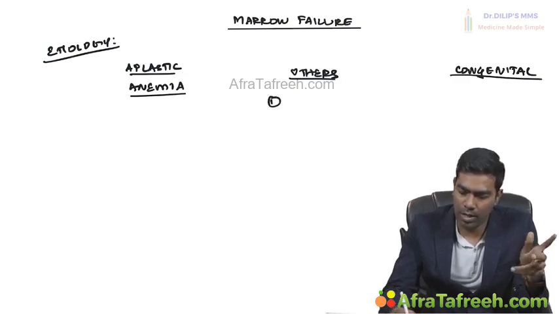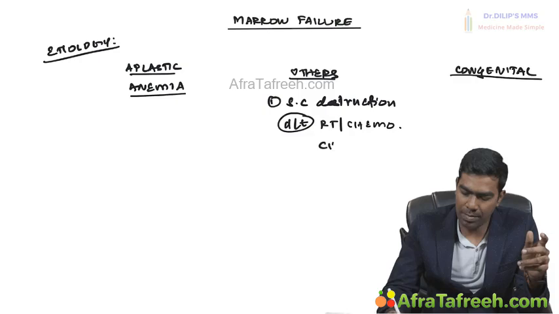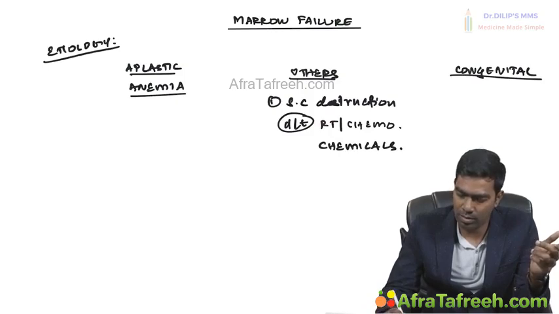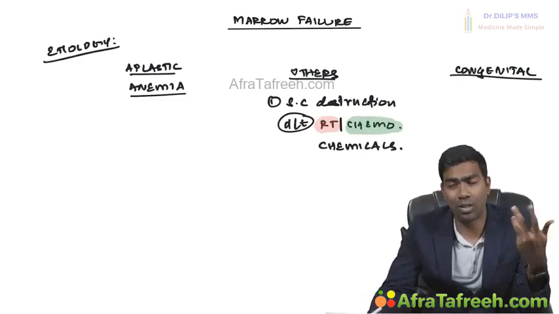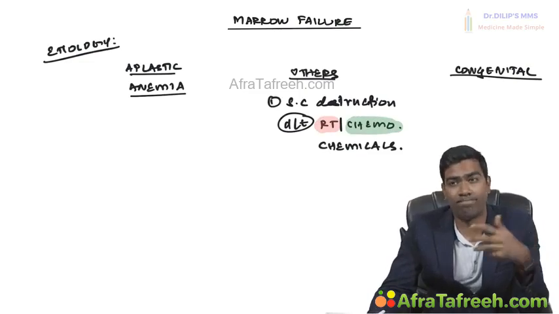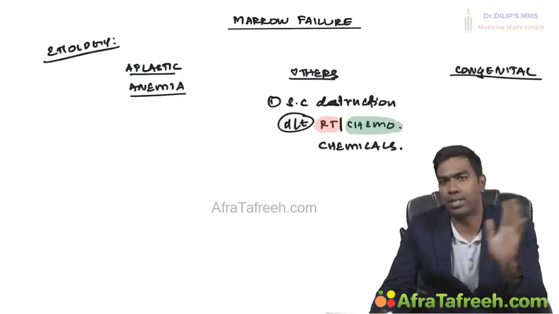So when you move to the other causes, the first one is stem cell destruction due to radiotherapy or chemotherapy or certain chemicals like benzene. Radiation therapy is a well-known and very important cause. Chemotherapy also, like many chemotherapeutic agents such as alkylating agents, including cyclophosphamide and busulfan, and a lot of chemotherapy drugs can result in significant bone marrow suppression and pancytopenia. All these things are possible.